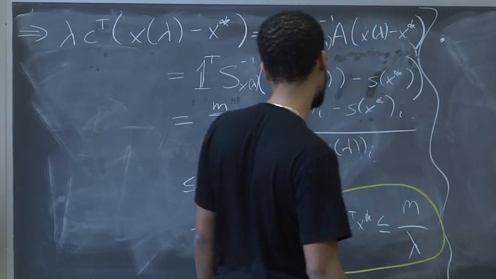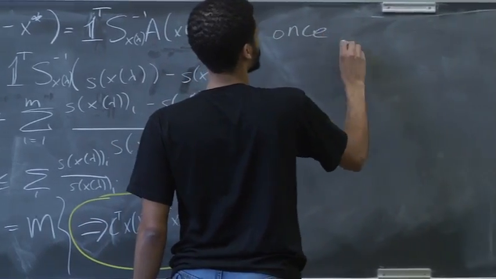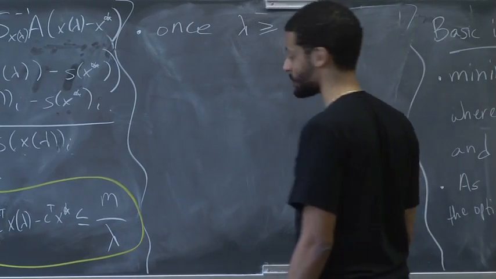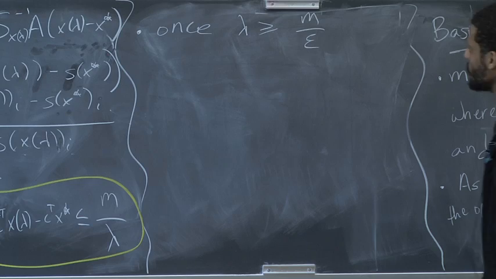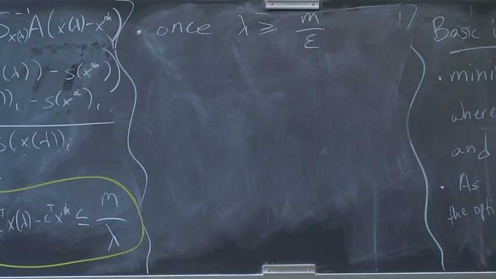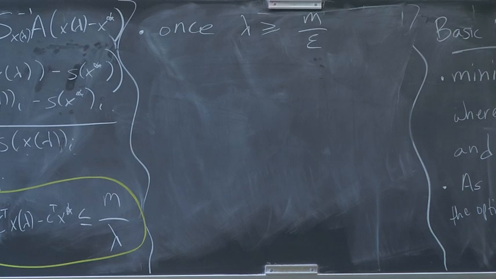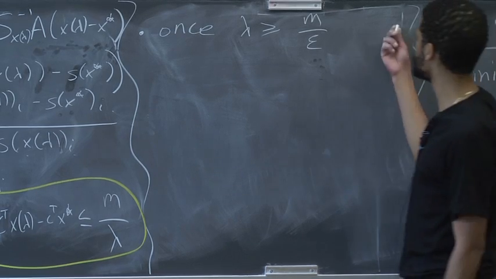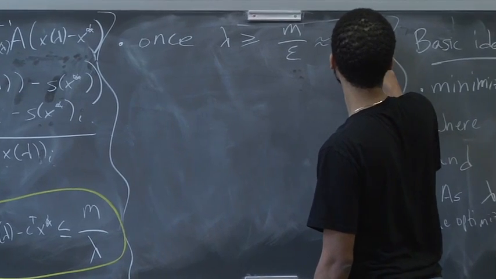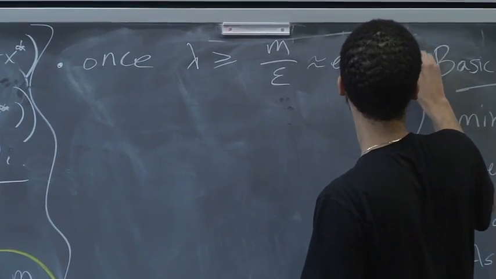So what is this telling us? This tells us that once lambda is at least, say, m over epsilon, and remember I mentioned that if you want to actually round to a vertex, epsilon can be exponentially small in the precision, so this is roughly exp of C L times m.